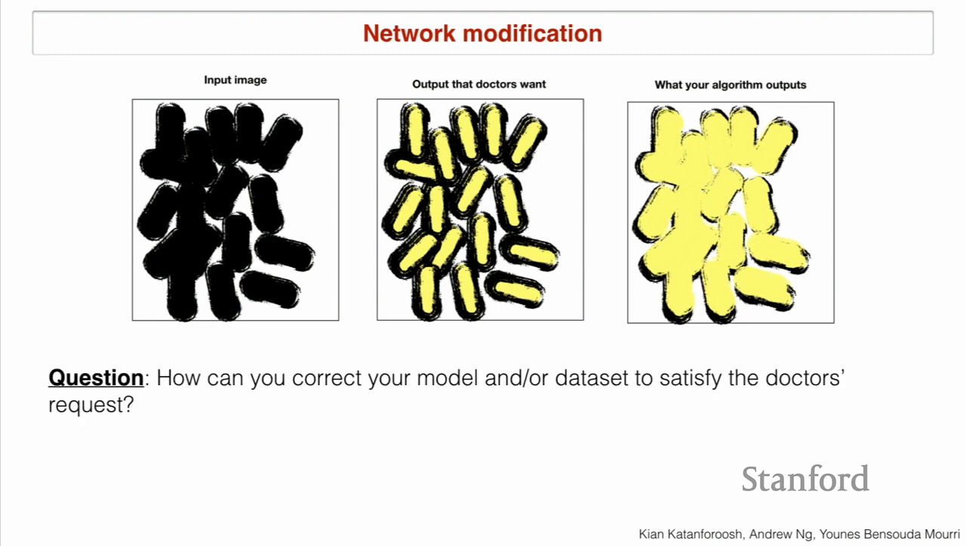How do you think you can correct the model and or the data set to satisfy the doctor's request? So the issue with this image is that they want to be able to separate the cells among them, and they cannot do it based on your algorithm. It's still a little hard. There's something to add. So can someone come up with the answer? Or do you want to explain, actually, you mentioned one of the answers so that we can finish the slide, yeah?